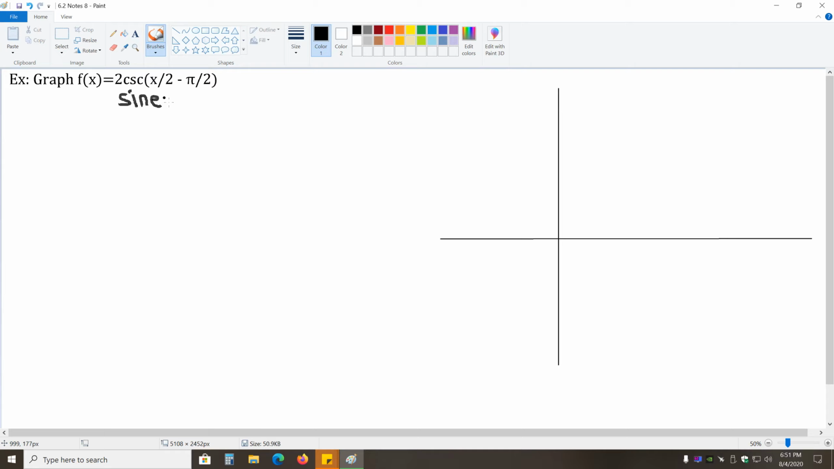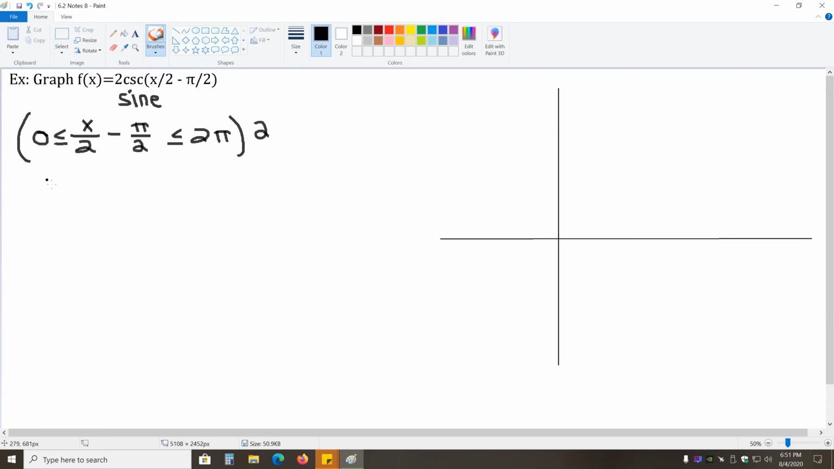So to start it off, how do we graph sine? Well, remember we take whatever's in parentheses, this x divided by 2 minus pi divided by 2. We're going to set that greater than or equal to 0, but also less than or equal to 2 pi. The first thing we can do here is add this pi over 2 to each side, or we could multiply everything by 2 to immediately get rid of our fractions. Either one's perfectly fine. I'm going to go ahead and multiply by this 2, as it'll make this a lot easier to work with.